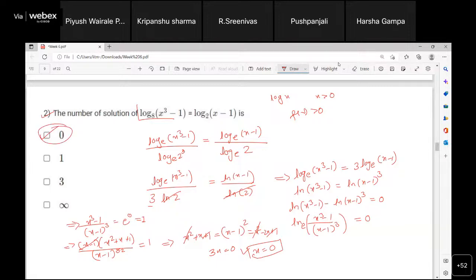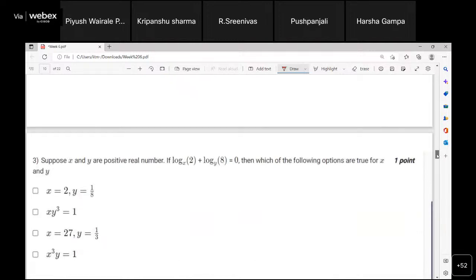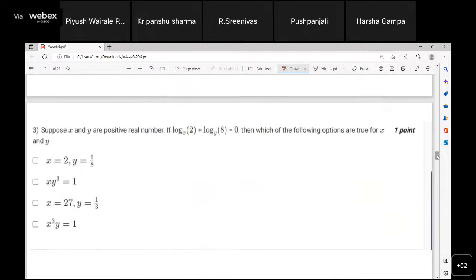Okay, any doubt? Anyone? You just have to do the calculation and you should know the properties that we have discussed. That's it. Okay, so now this question, just try it out. This is log of x base 2 plus log of 8 base y equals 0. Same thing that I have said earlier, try to apply the properties. How to get the expression? Yes, anyone?